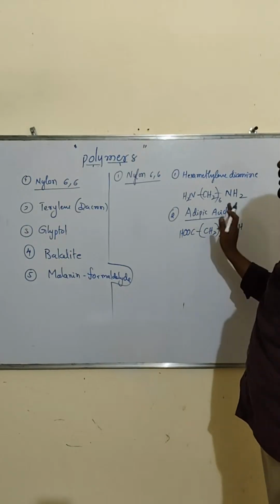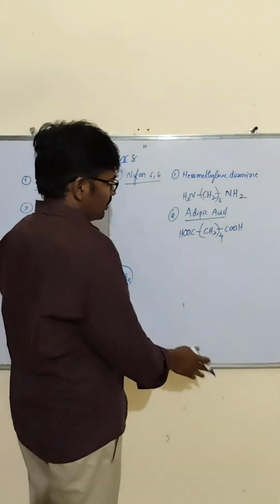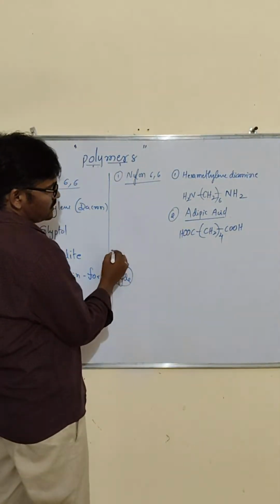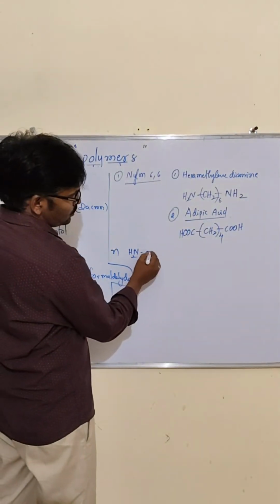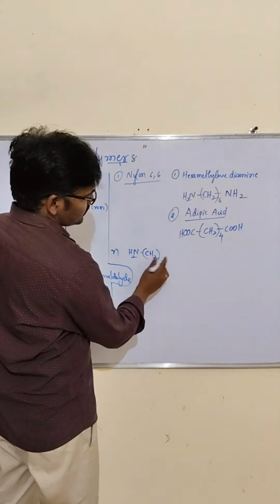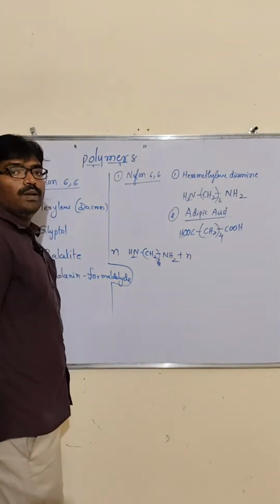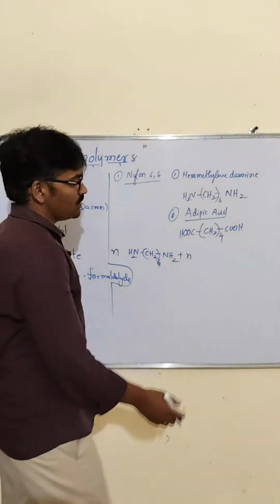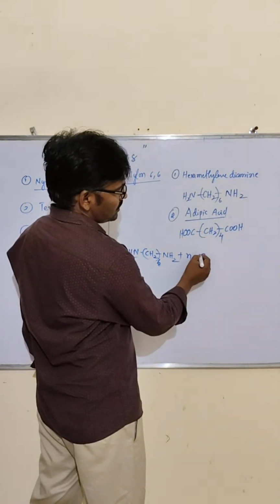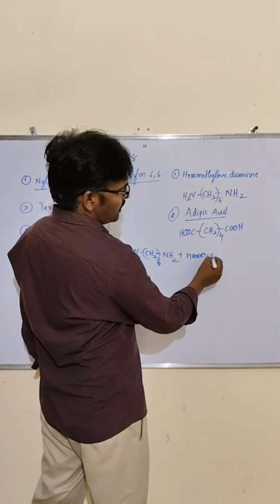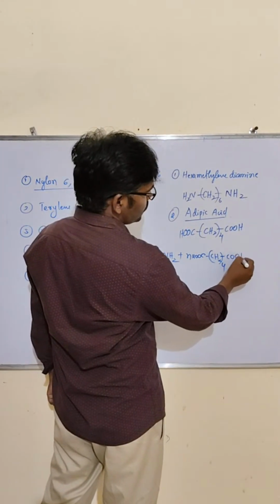Look at these two: when they connect with each other, H2O molecules will be lost, and form a nylon 6,6 polymer. How is it? If you take n number of hexamethylene diamine, NH2, CH2 taken 6, then bond NH2. When it is connected with n moles of adipic acid, what is the adipic acid structure? CH2 taken 4, COOH, then bond CH2 taken 4, then COOH, right?